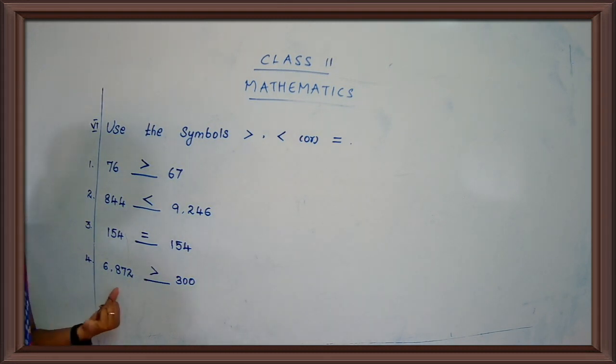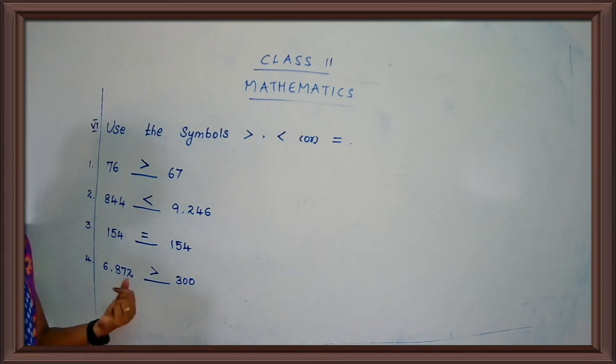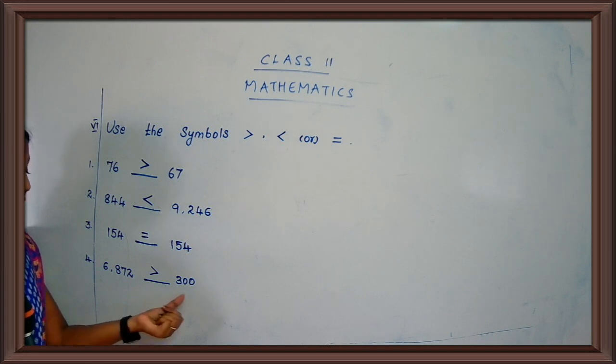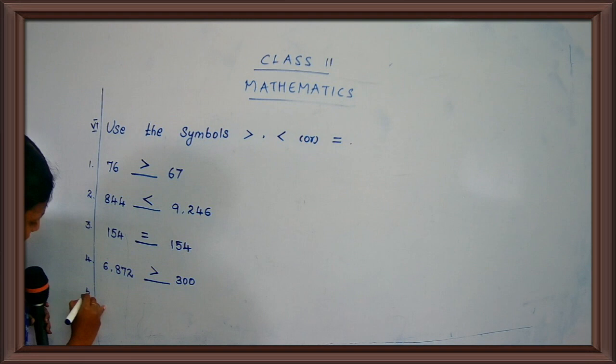How do you read this one? 6872 is greater than 300. Okay, 6872 is greater than 300. Do you understand, children? Okay, see the fifth one.